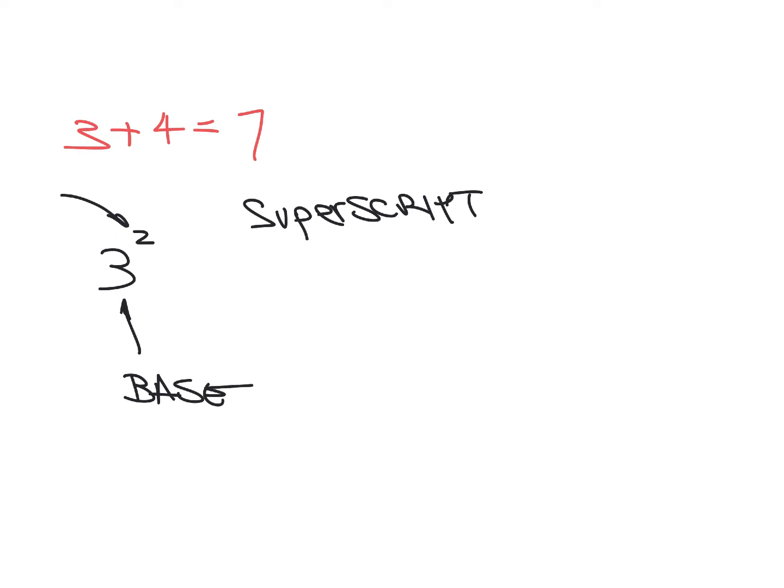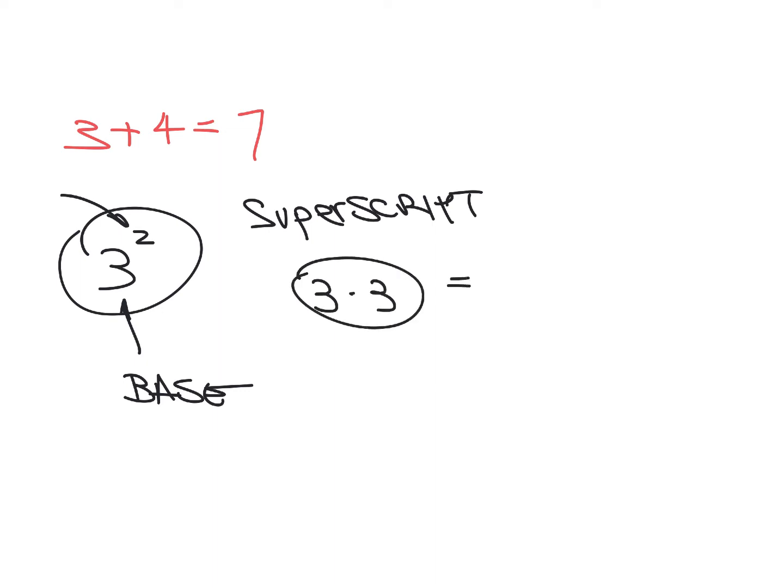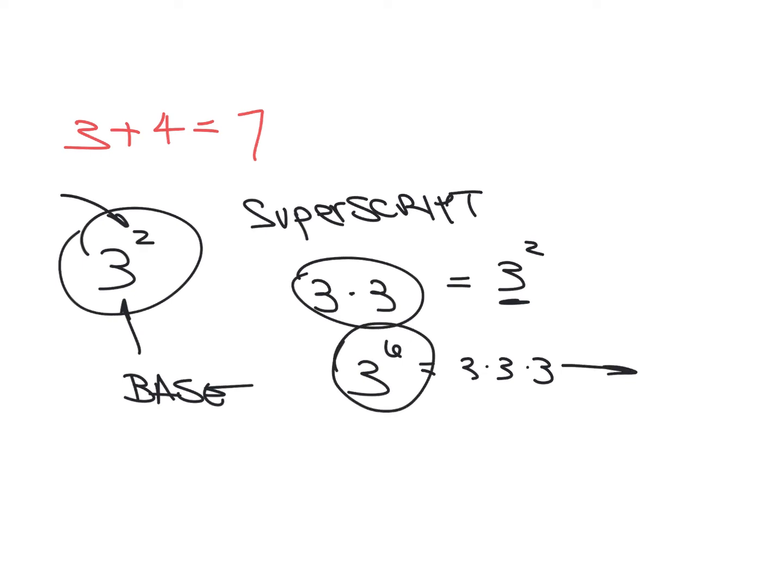So if we have 3 squared, that again is a symbol for writing 3 times 3. So rather than writing 3 times 3, we're just going to write 3 squared. This number here means that's how many times we're going to take the base times itself. So if we had 3 to the 6th power, rather than writing 3 times 3 times 3, etc., we just write this because it's quicker and easier to write.